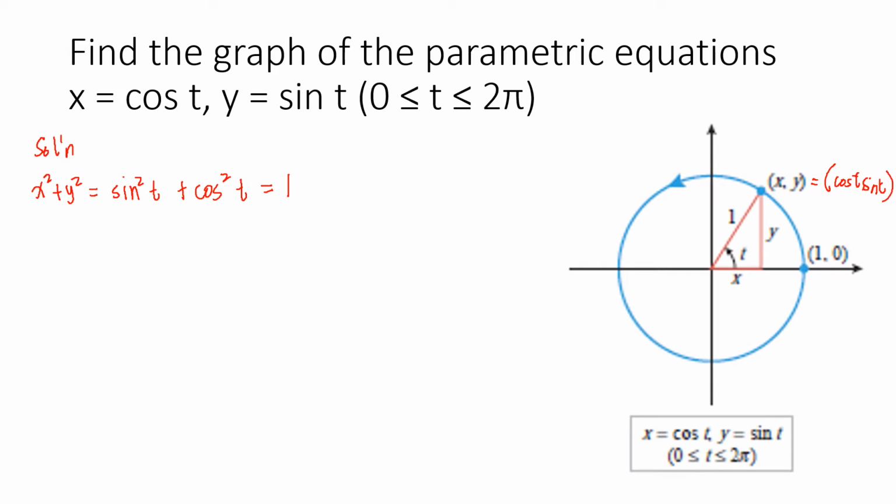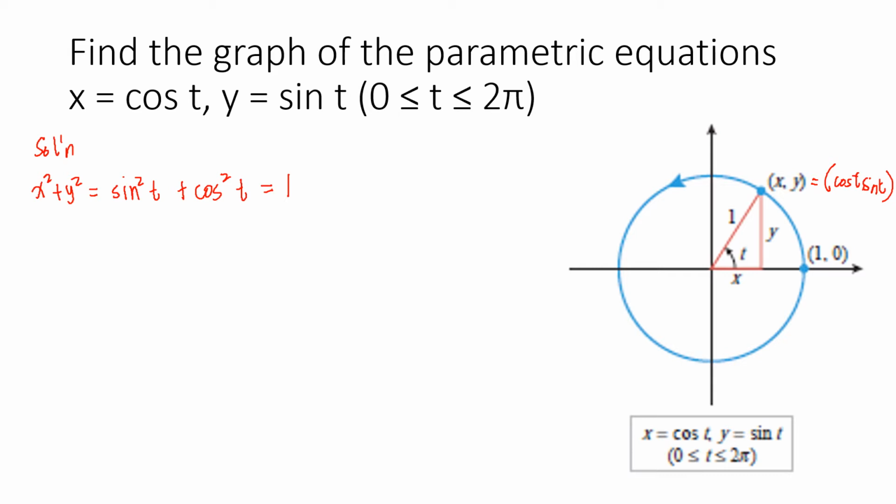For example, x is equal to cosine t, y is equal to sine t, where t is greater than or equal to 0 but less than or equal to pi, represents the upper half of this graph.